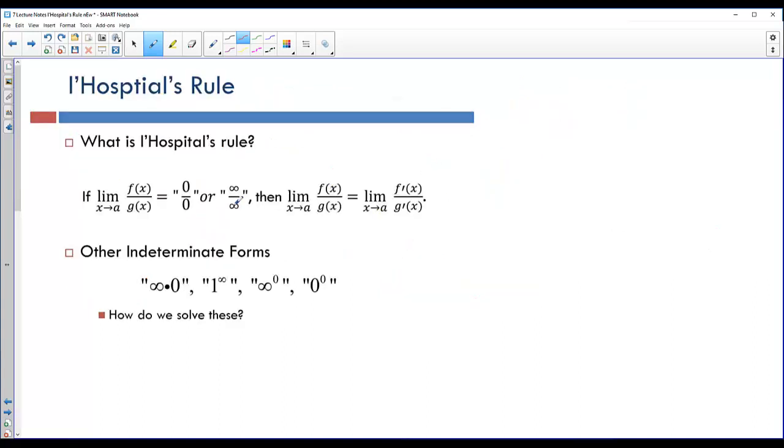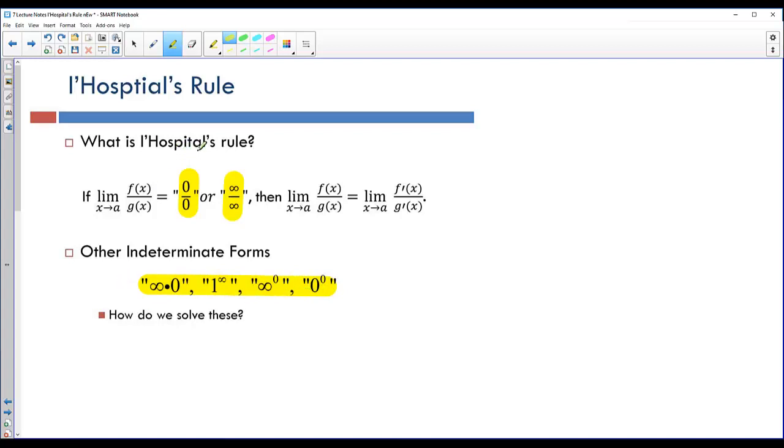So what we're going to do is L'Hopital's rule. And L'Hopital's rule involves these types of indeterminate forms, 0 over 0, or infinity over infinity. And eventually we'll talk about these other indeterminate forms down here, but we'll wait a little bit on that.